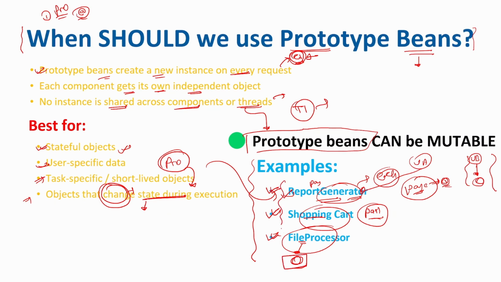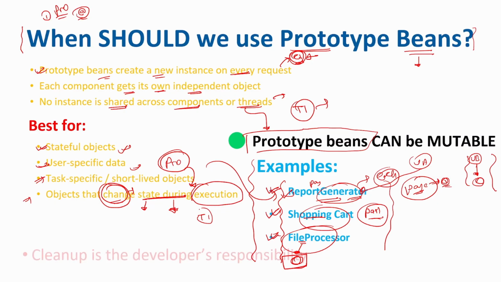So the prototype scope beans are useful for holding stateful objects or user-specific data and objects that change their state during the execution. But here is one important point: Spring forgets about the prototype bean after its creation and when it's returned. So cleanup is the developer's responsibility.